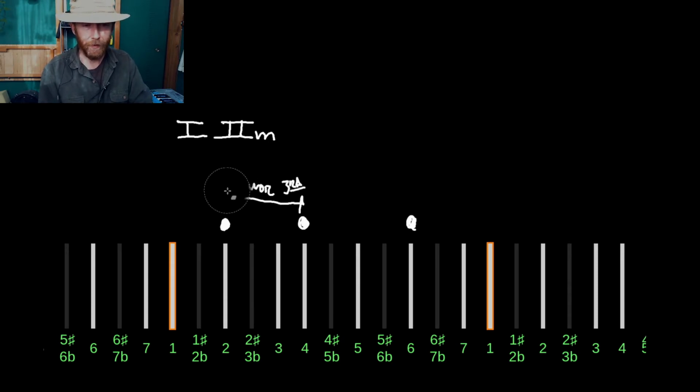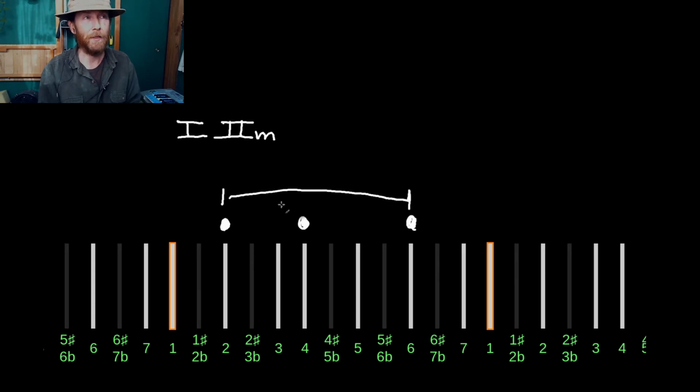Actually, the full definition also includes a 5th interval here. If you counted up the half steps, this is the same as a 5th. It has 1, 2, 3, 4, 5, 6, 7 half steps. This is the 5th interval. It's the same distance if we measure from here up to the 5, right? That's the same distance.